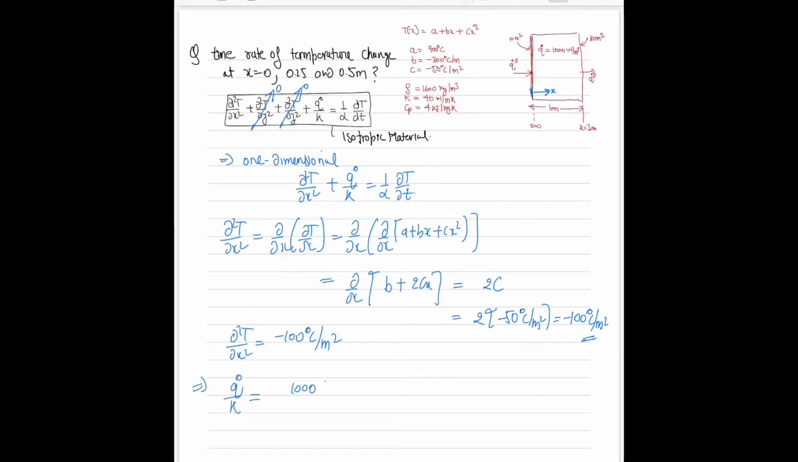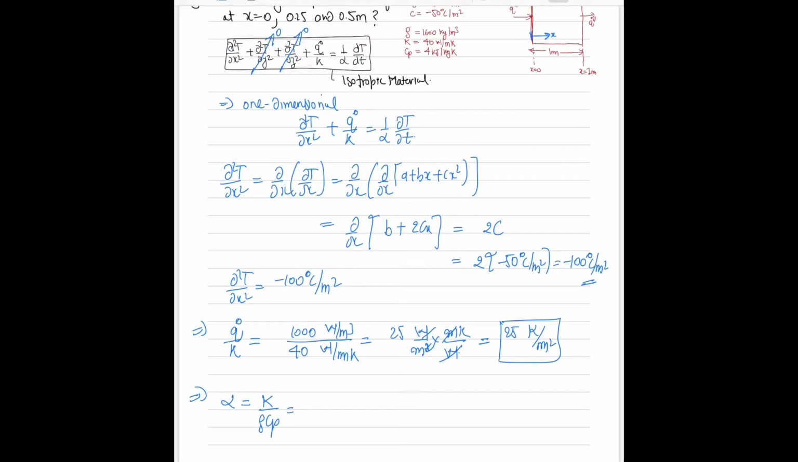Now the second term, that is q dot by k, is equal to 1000 watt per meter cube divided by thermal conductivity, which is 40 watt per meter per Kelvin, equal to 25 watt per meter cube multiplied by meter Kelvin per watt. This will cancel, watt cancels, and it will be squared, so this is equal to 25 Kelvin per meter square.